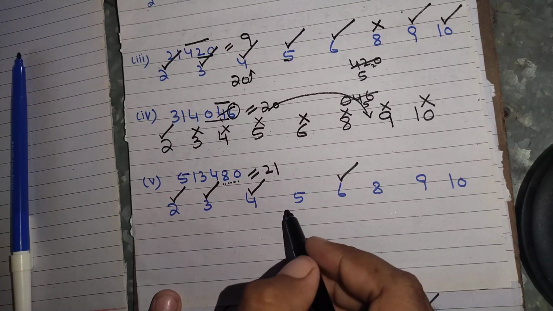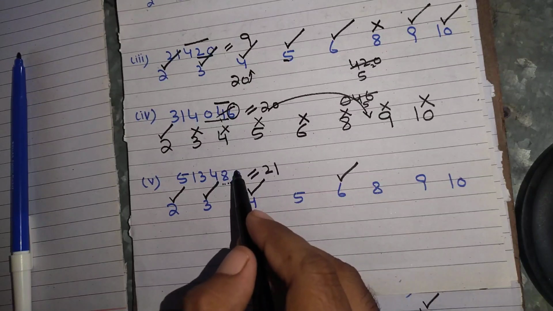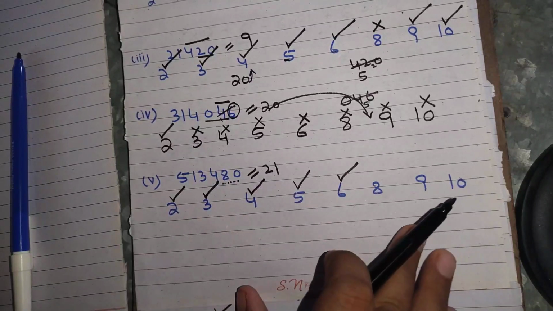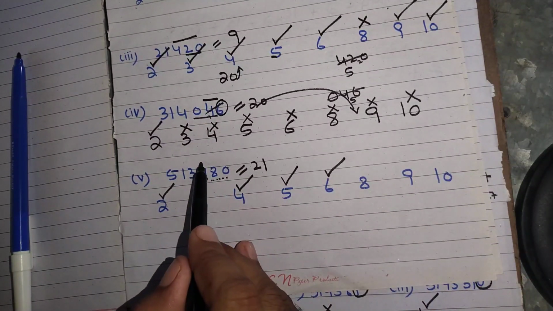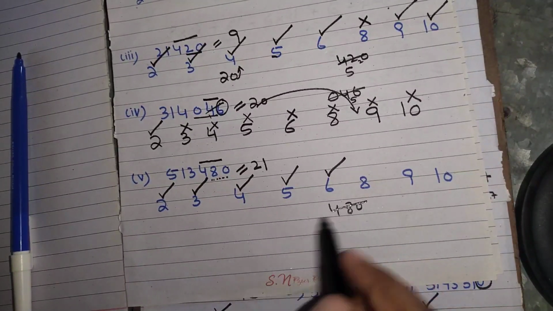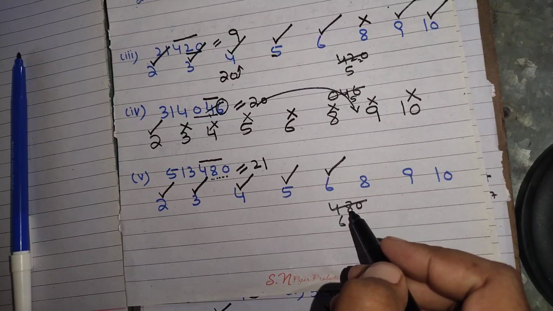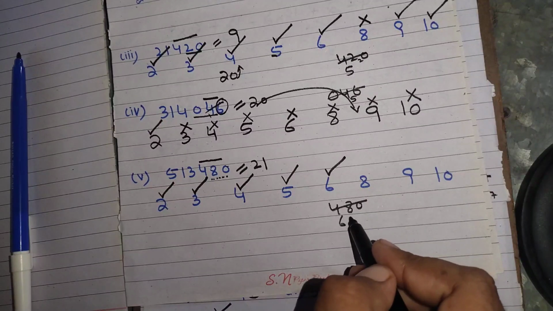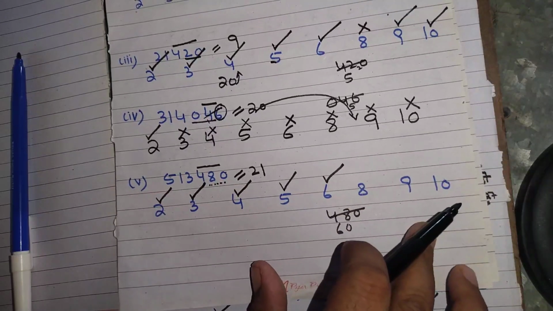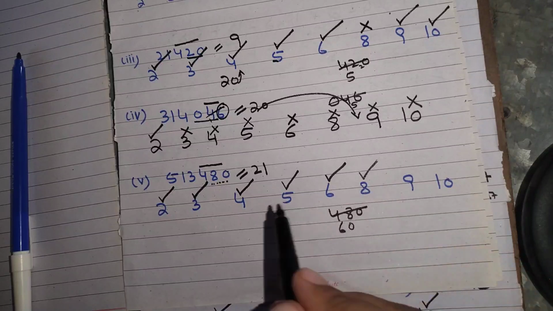Now come to the 5. In the 5, the last digit present is 0. We say that this number is divisible by 5. Come to the 8. Here we check the last 3 numbers, 4 0. Here we check 6 at the 48, the remainder we got is 0, so we say that the whole number is a divisor of 8.